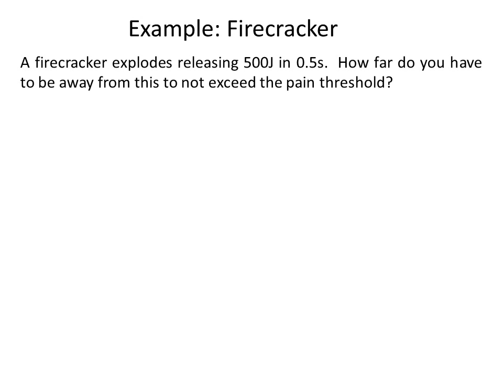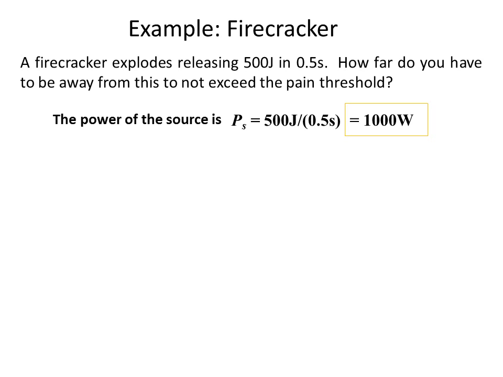Let's look at an example. Let's consider a firecracker that explodes, releasing 500 joules in about a half a second. How far do you have to be away from this to not have it exceed the pain threshold? Let's look at the power of the source. The power of the source will be equal to this 500 joules divided by the half a second in which the energy is released. So that's about 1,000 watts.